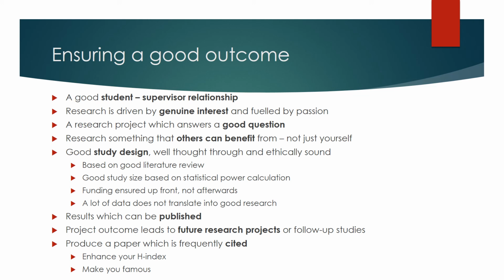So for those of you who don't know, an H index is an author level metric that measures both the productivity and citation impact of the publications of a specific scientist or scholar. And therefore, the more papers you write and the more that they are cited, the higher your H index. For example, if you have 3 papers that have all been cited at least 3 times by other authors, then you have an H index of 3.